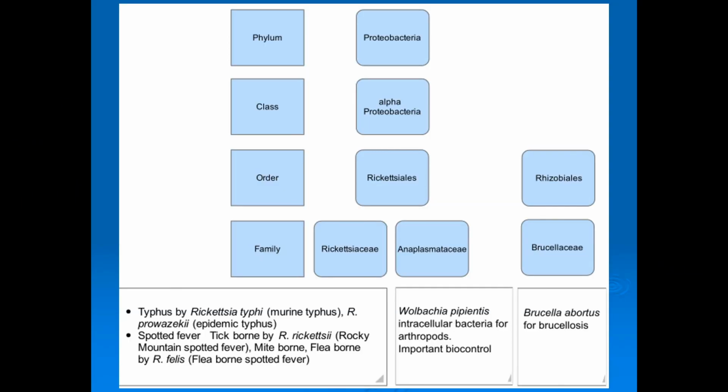Here we'll look at the class Alpha Proteobacteria and order Rickettsiaceae, where we'll look at the important bacteria in Rickettsiaceae and also Anaplasmataceae. However, we'll start off with the bacteria Brucella that causes brucellosis in the family Brucellaceae, order Rhizobiales, also in the class Alpha Proteobacteria.